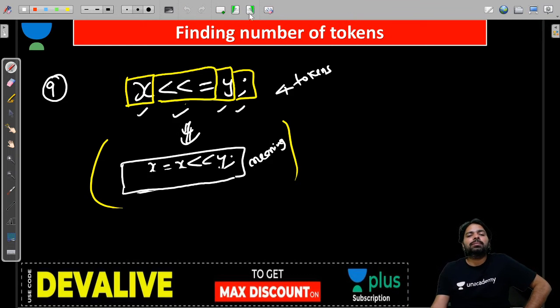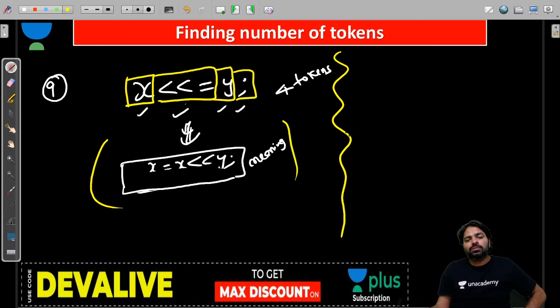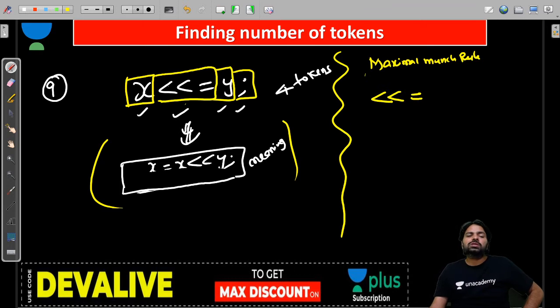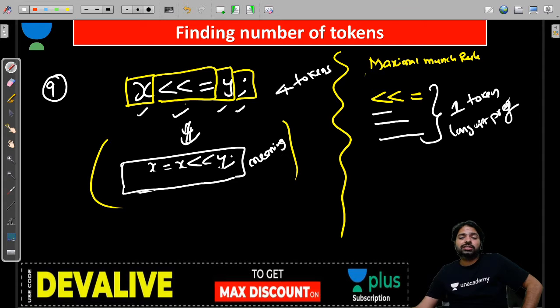So what is this maximal munch rule now? I was talking about maximal. Let's leave that for now. Maximal munch rule. You have these three characters, but how does the system know it is one token? Less than matches, less than, that's left shift equal, the meaning is understood. So this is one token. This can be detected using the longest or maximal, longest prefix match.